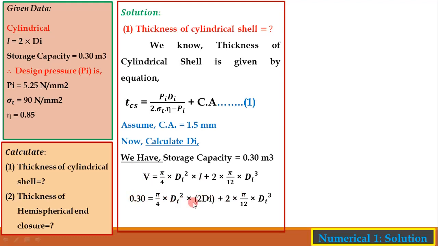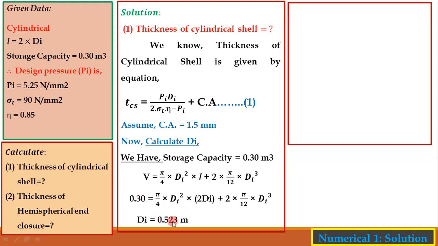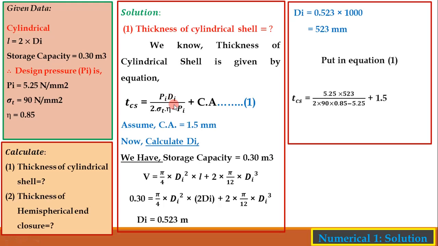Now on the RHS there is only one unknown, that is di. Calculating this, we get di as 0.523 meter. As the storage capacity is in meters, we get di in meters, but we need it in mm, so multiply by 1000, and we get di as 523 mm. Now we know Ca and we know di, so let us put these values in equation number 1. We calculate the thickness of the cylindrical shell, that is TCS, and its answer is 20.08 mm.